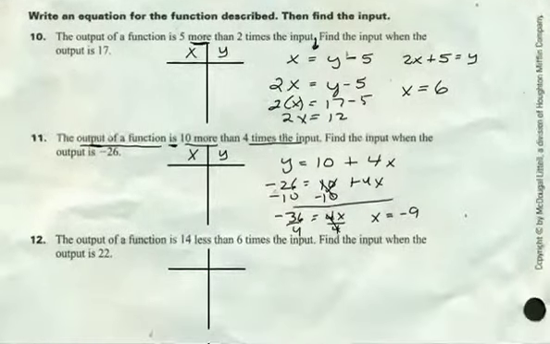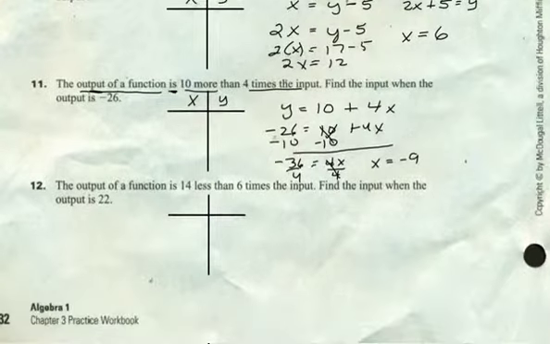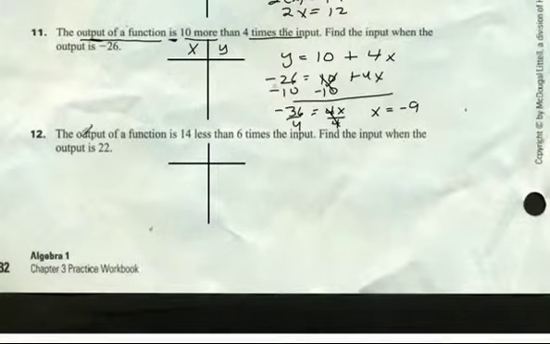Okay? And then the final one. So let's do that same thing. Okay, let's just take the words and change them into numbers and symbols. I have the output of a function, so that's y, is, which is equal, 14 less than 6 times the input. Now remember, this is one of those special ones. It's not 14 minus, it's minus 14. We learned that a couple weeks ago. And then we have 6 times our input.